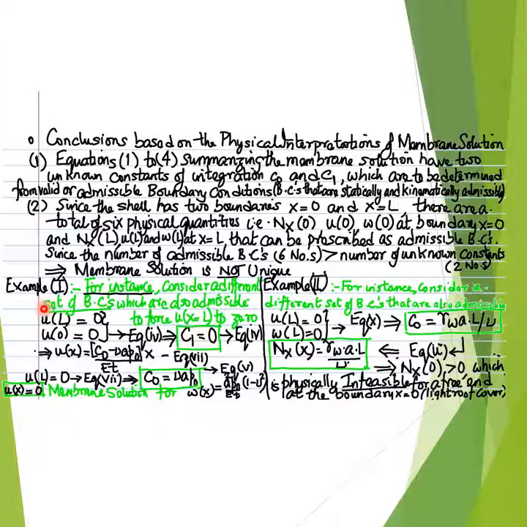That is, the thick liners at the boundaries x equal to 0 and x equal to L, that is the top and the bottom end of the cylindrical pressure vessel, that are provided by fabrication or construction.